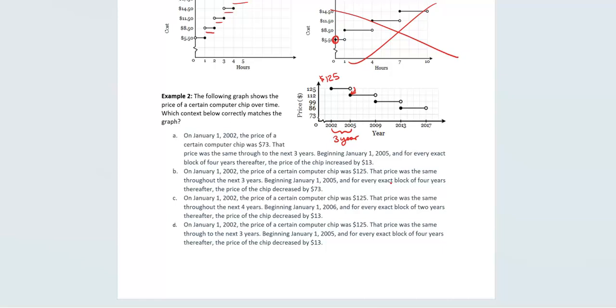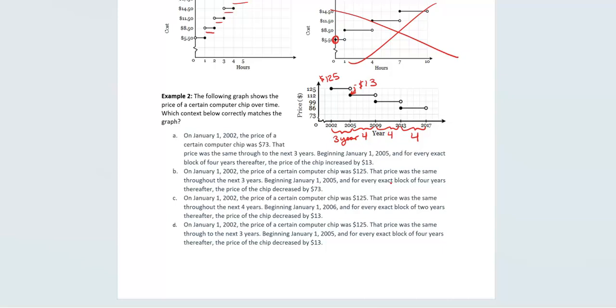In fact, if we find that difference, it is $13. And then every 3 years after that, right? So 2005... I lied. These aren't the same. So 2002 to 2005, that's 3 years, but 2005 to 2009, that's 4 years. And 2009 to 2013, that's another 4. And 2013 to 2017, that's another 4. So let's find the answer that matches that.